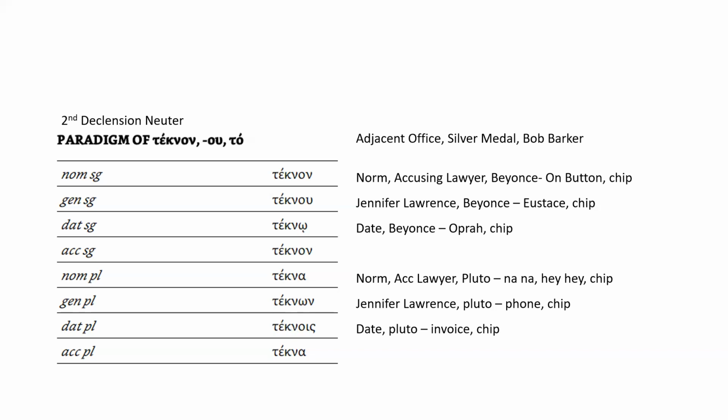But it also can work if you've just got the blank paradigm there and you need to fill it out. Let's pick accusative singular. Okay, and so accusative singular is actually paired with an accusing lawyer. Norm MacDonald is also there because nominative singular and accusative singular are the same. So Beyonce because it's singular. And then we've got an on button with a stack of computer chips. So I know that's teknon. So this works forward or backwards. I hope that's helpful, and there are more to come.